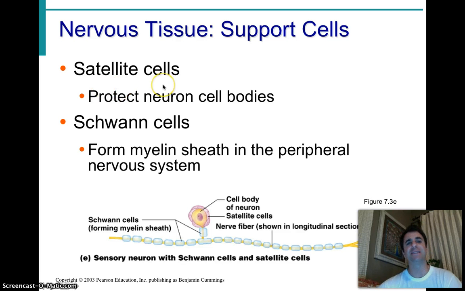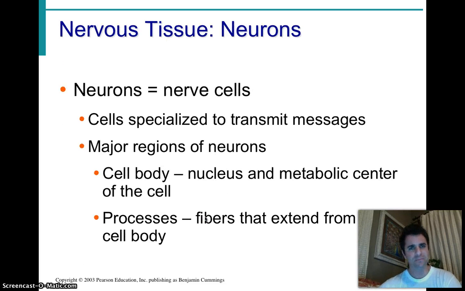And then you have satellite cells, which help to protect neuron cell bodies. You can see them enveloping and wrapping around the cell body and housing or protecting it. So there's a subset of our neuroglia. They make up 90% of the cells of the brain, whereas neurons play a very small role, although a very important role, as you know.